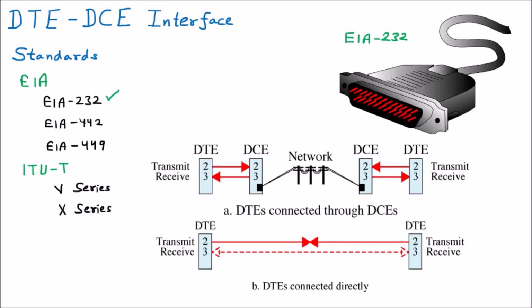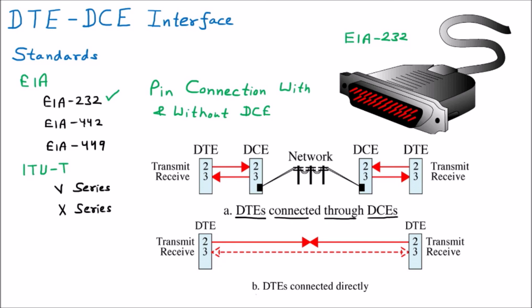Now we are discussing this diagram, which is of pin connection with and without DCE. In the first diagram you will see the DCE is present, and in the second diagram the DCE is not present. That means we can conclude that at some points the DCE is not required. Let us focus on the first diagram, diagram A, where DTE is connected through the DCE. Here we are checking that DTE and DCE both are present.